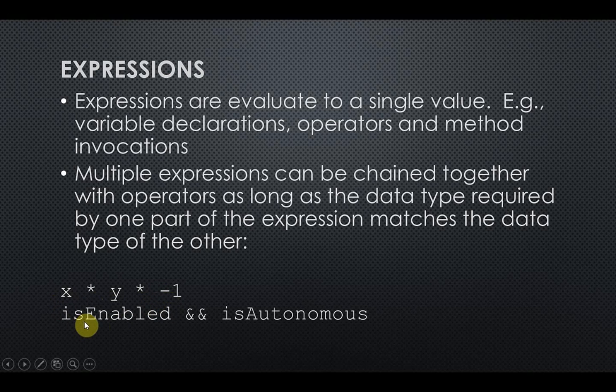Here's another example, isEnabled and isAutonomous. Both isAutonomous and isEnabled are Boolean variables, and the double ampersand is a logical and. So we're anding a Boolean and another Boolean. So that will evaluate to true only if both isEnabled and isAutonomous are equal to true. If either one of them is false or both of them are false, it'll evaluate to false, which is also a Boolean, which is a compatible type.